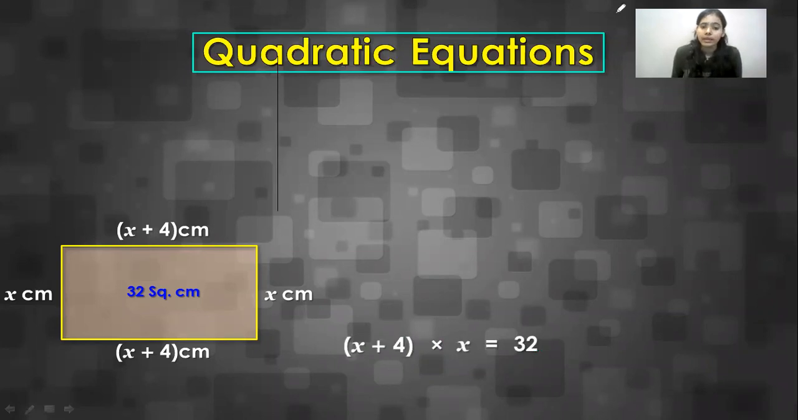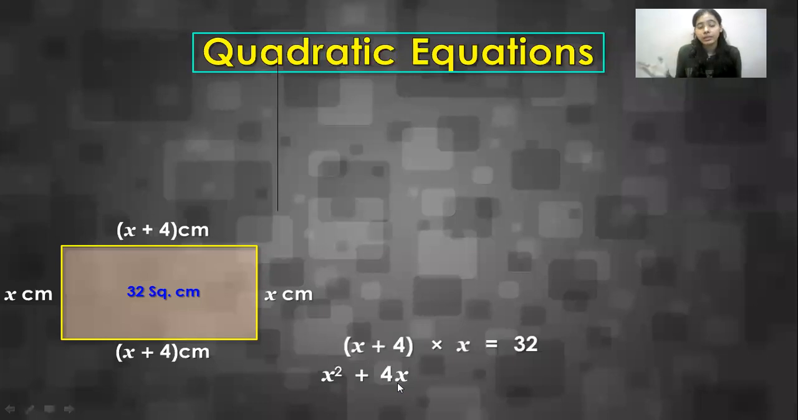And after that x into x we made x square, and after that what will happen? This 4 will also be multiplied by x. So 4 into x will be 4x. Okay, we have opened the bracket. X into x is x square. 4 into x is 4x, and this 32.